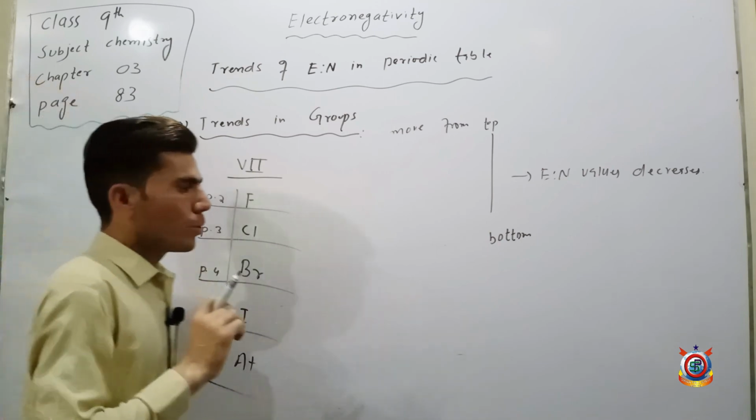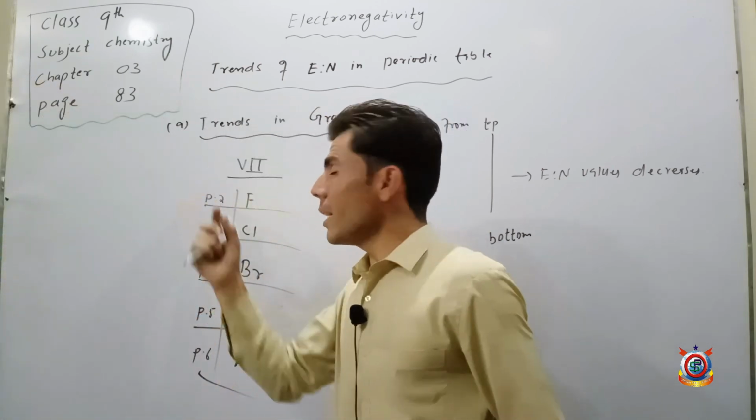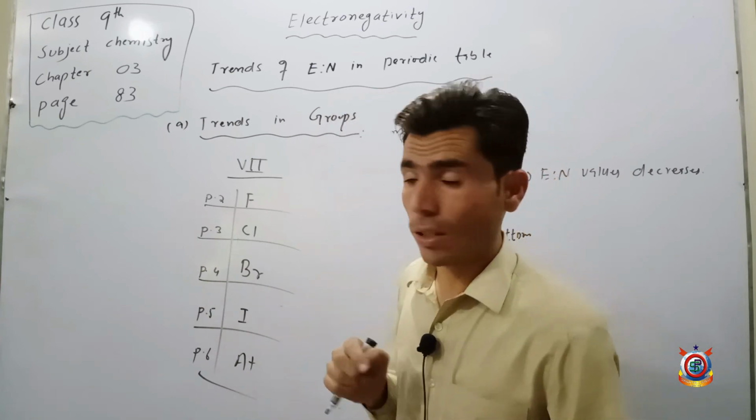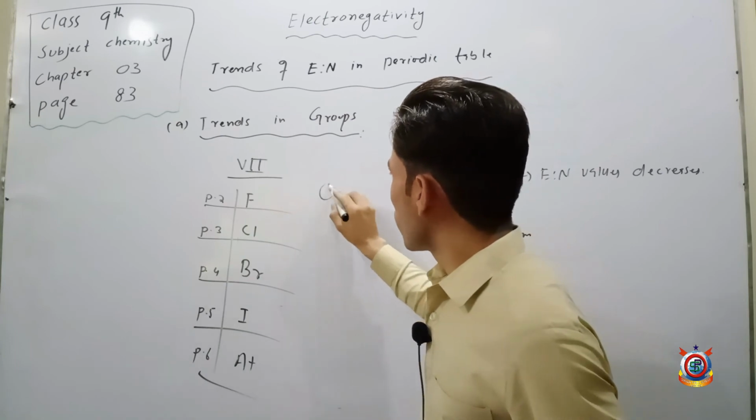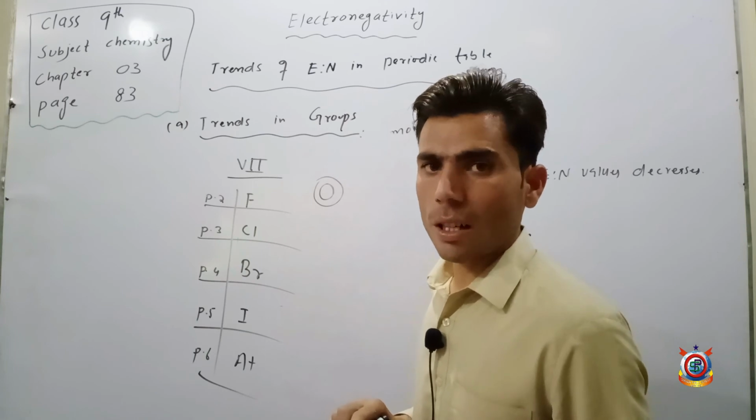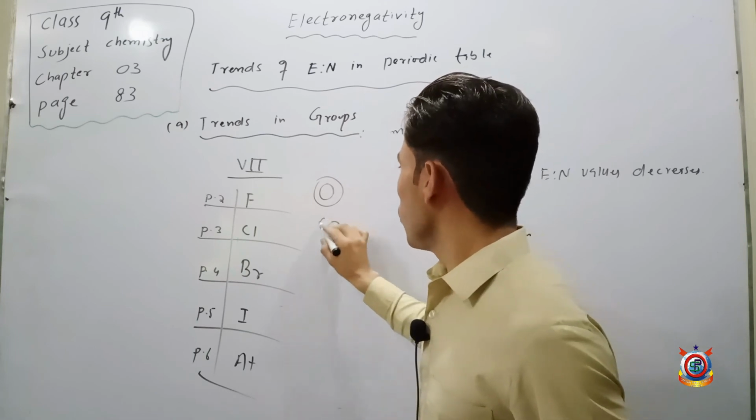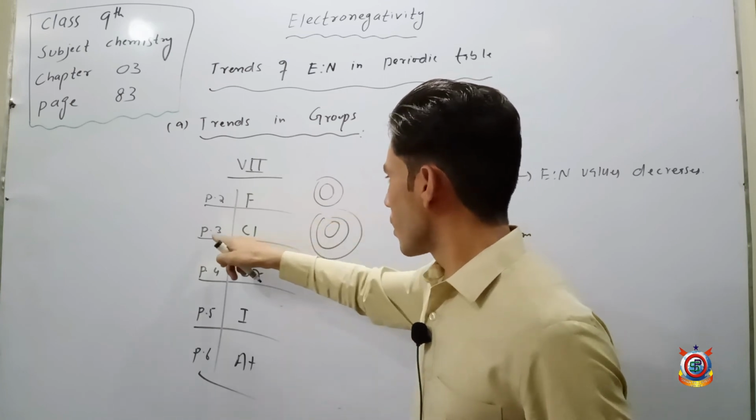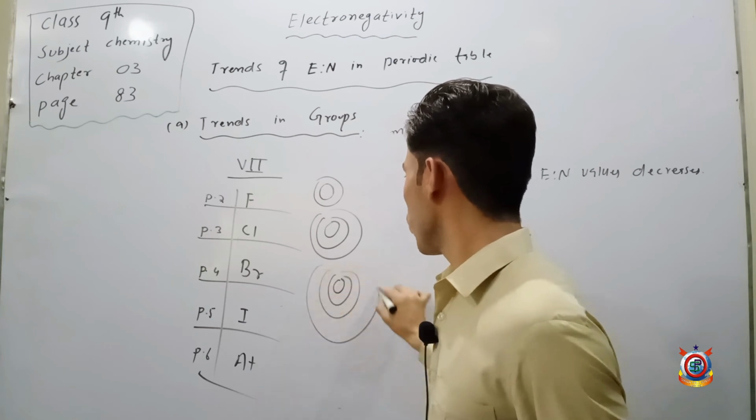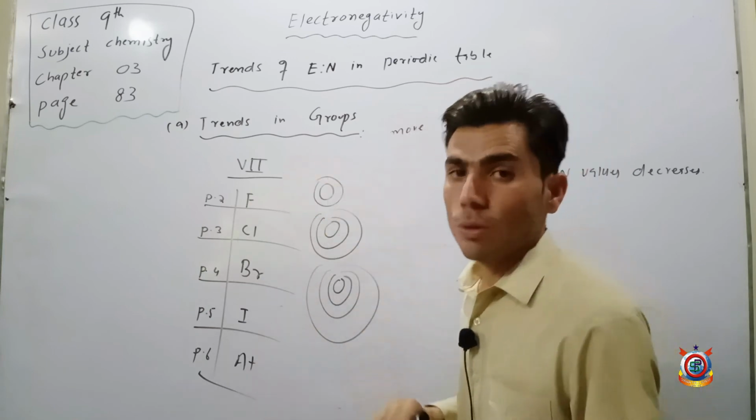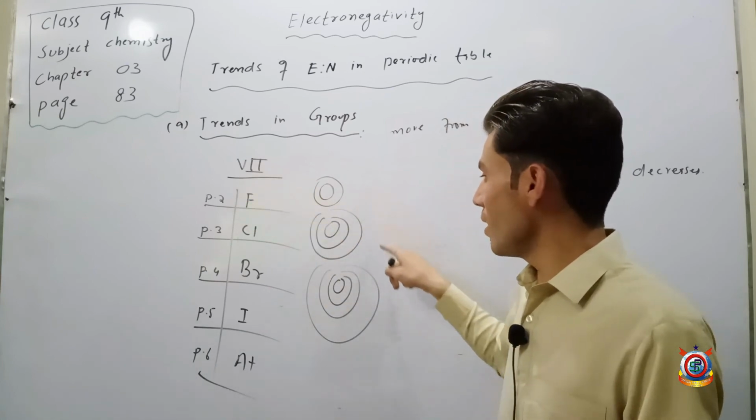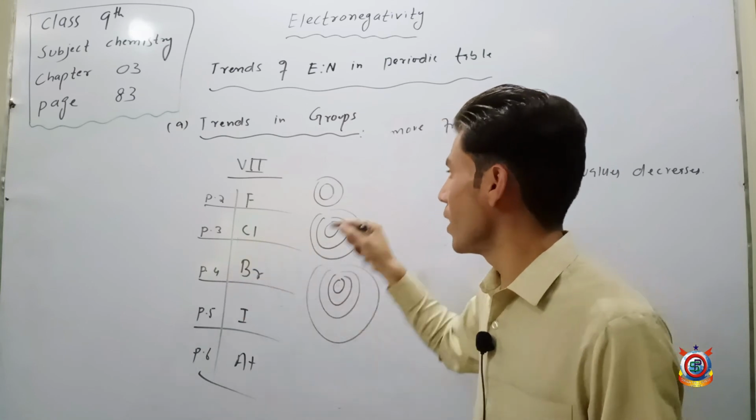I have already told you that the period number indicates the number of shells. So fluorine is a member of period 2nd, so it means that there are 2 electronic shells with fluorine. But when we move from top to bottom, in period 3rd another shell is added, in period 4th another shell will be added. So when we move from top to bottom in groups in the periodic table, shells are added in each period.